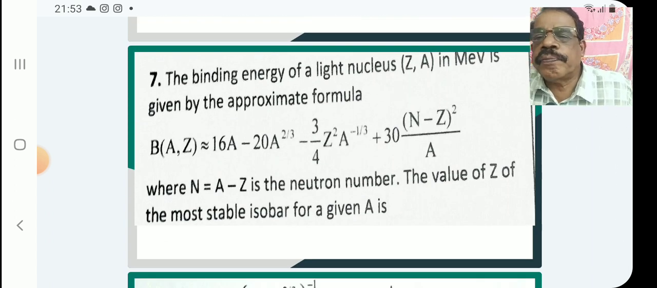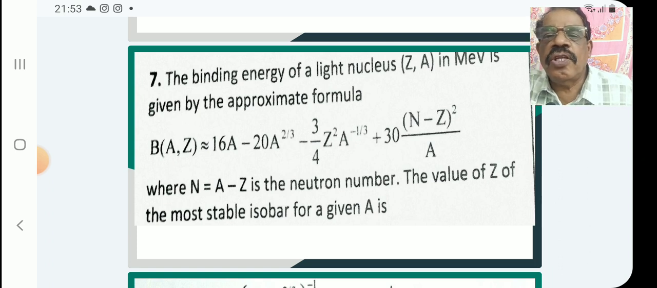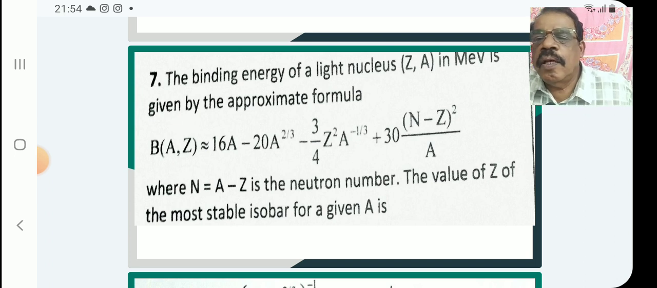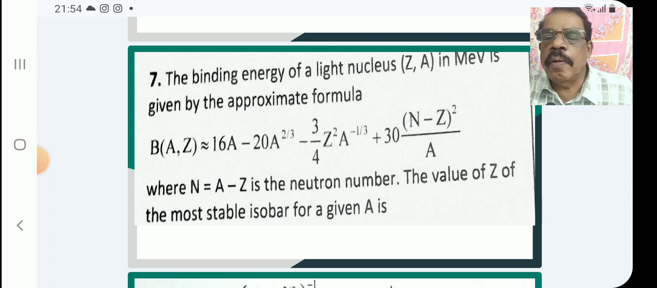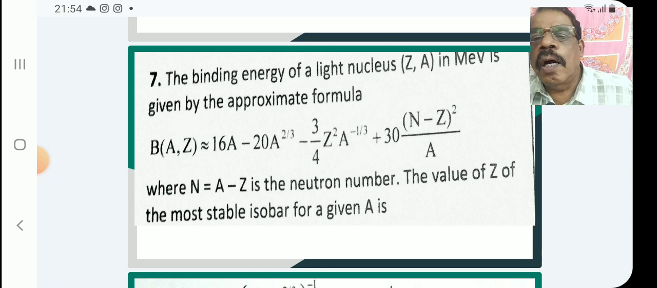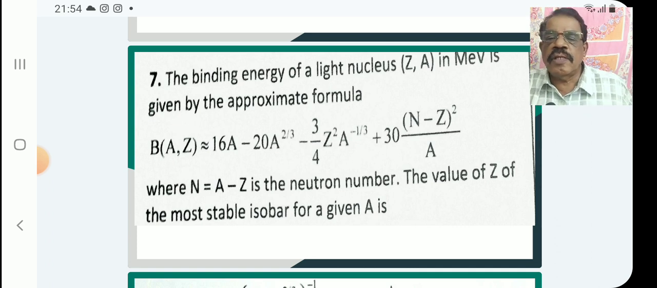Next question. The binding energy of a light nucleus, that is in ZA, Z is atomic number, A is the mass number, in MeV, is given by the approximate formula, the Weizsäcker's formula. B is the binding energy, A is the mass number and Z is atomic number. B is equal to 16A minus 20 A raised to 2 by 3 minus 3 by 4 Z square A raised to minus 1 by 3 plus 30 N minus Z square by A, where N is equal to A minus Z is the number of neutrons.